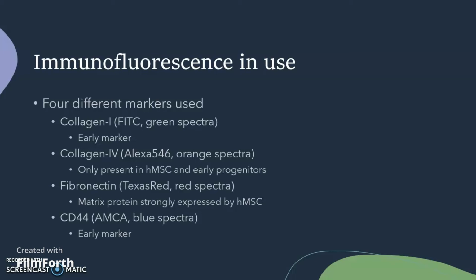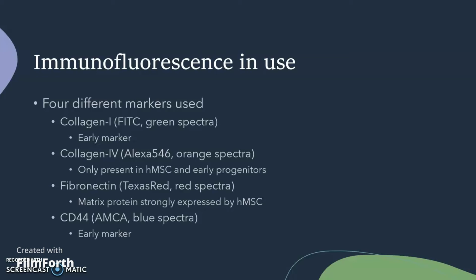They used these specific ones, collagen 1 and CD44, because they were early markers that the cell being looked at is an HMSC cell. And they used collagen 4 and fibronectin because collagen 4 is only expressed in HMSC, and fibronectin is strongly expressed in HMSC.